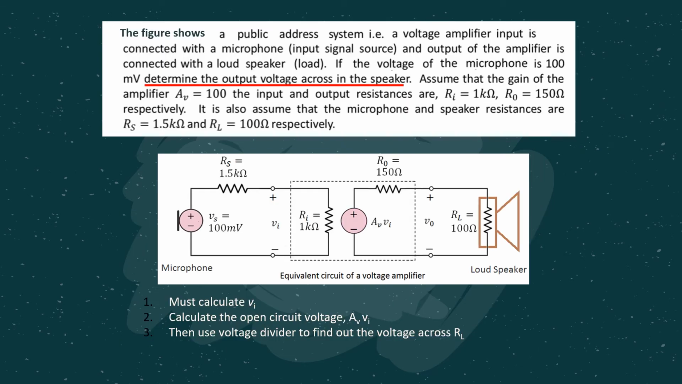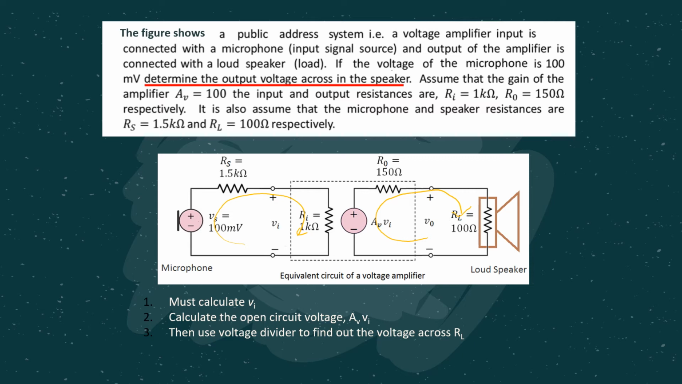Another example related to the voltage amplifier. The difference now is, as you can see here, at the input side we also have one closed loop, and at the output side we have another closed loop. So we have two closed loops here. And what is the question? The question is asking us to determine the output voltage across the speaker.